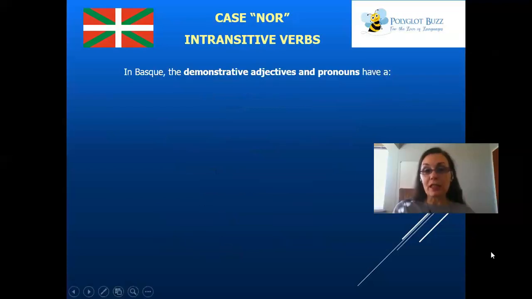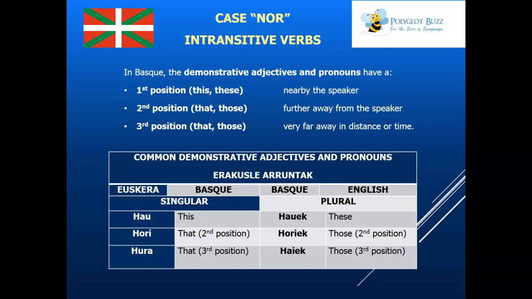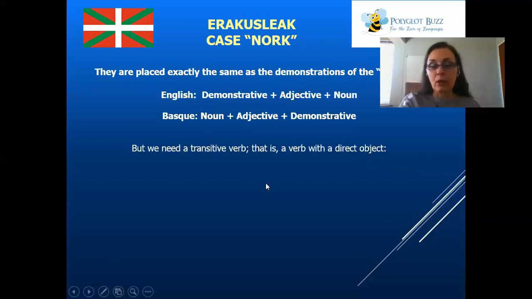In Basque, the demonstrative adjectives and pronouns have a first position, this and these, nearby the speaker. A second position, that and those, further away from the speaker. And a third position, that and those, but at a very far away distance or in time. In the case nor, they are placed exactly the same as in the demonstrations of the nor case. Like we said before: demonstrative adjective and noun, noun, adjective and demonstrative. If you got it before, you get it now. It's worth taking a little bit of time to understand.